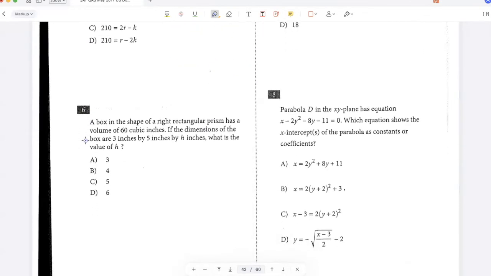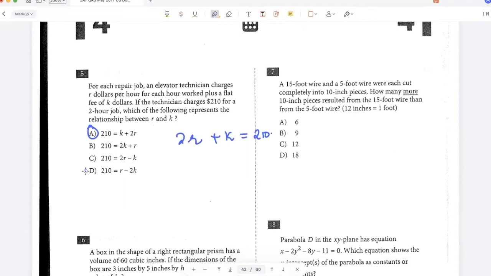A box in the shape of a right rectangular prism has a volume of 60 cubic inches. If the dimensions are 3 by 5 by h, what is the value of h? So volume is 3 into 5 into h, and that is 60. So 5 into 3, 15 into 4, 60. So h is 4.